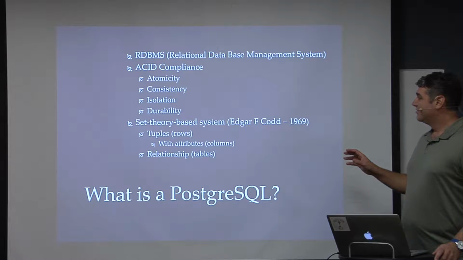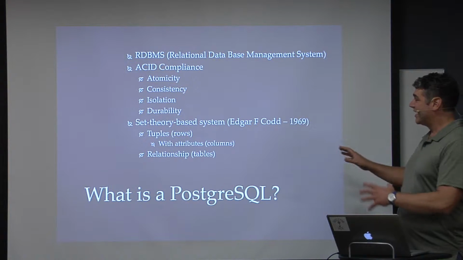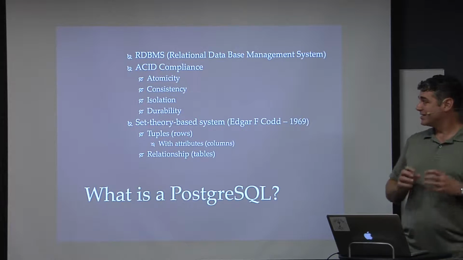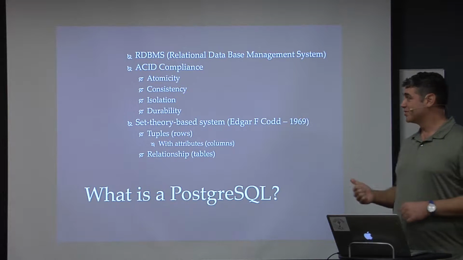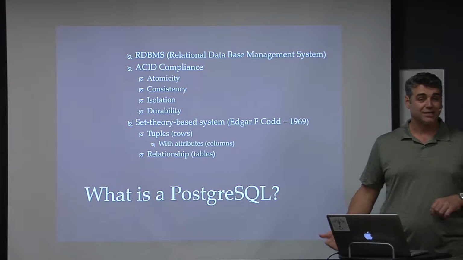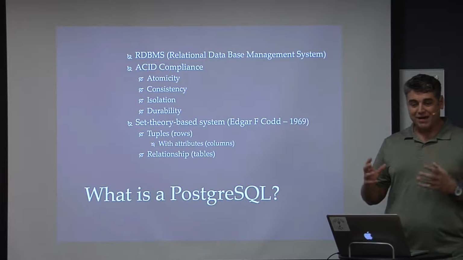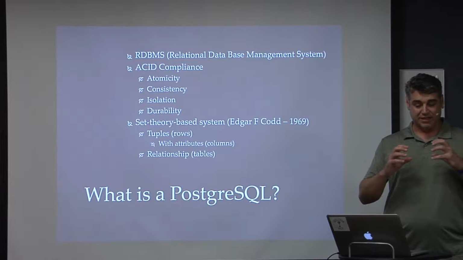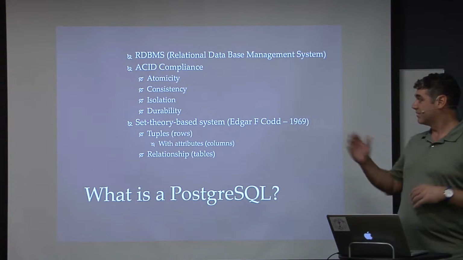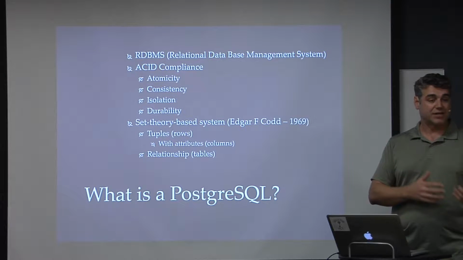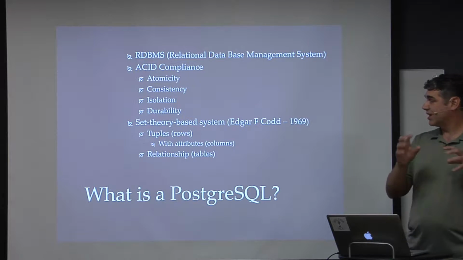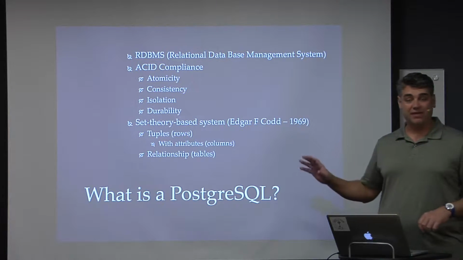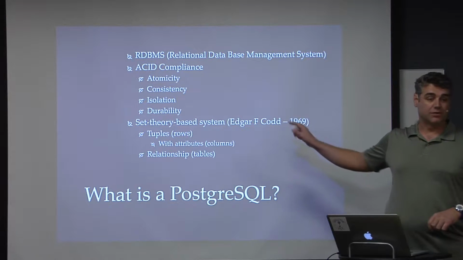To really boil it down to a very short paragraph, it is a set theory-based system, which was first written about by Edgar F. Codd in 1969. It's a mathematical way of relating data with the idea of having tuples, unique pieces of information. The tuples will be your rows. The tuple has attributes, which are your columns, and those tuples are related together into a table. It's one relationship. So if you ever get into anything more mathy, you will run into those instead of rows, columns, and tables.